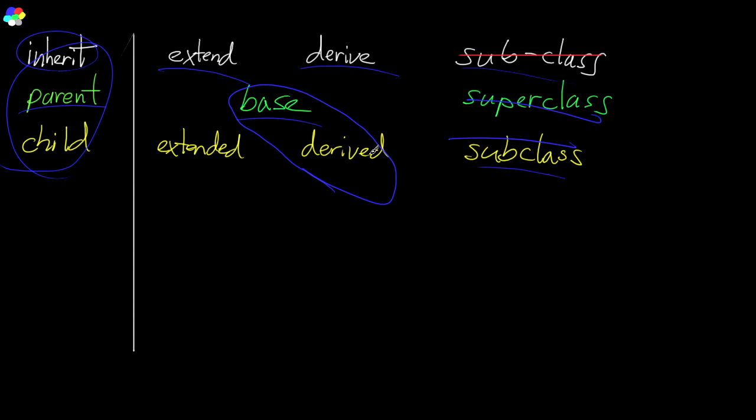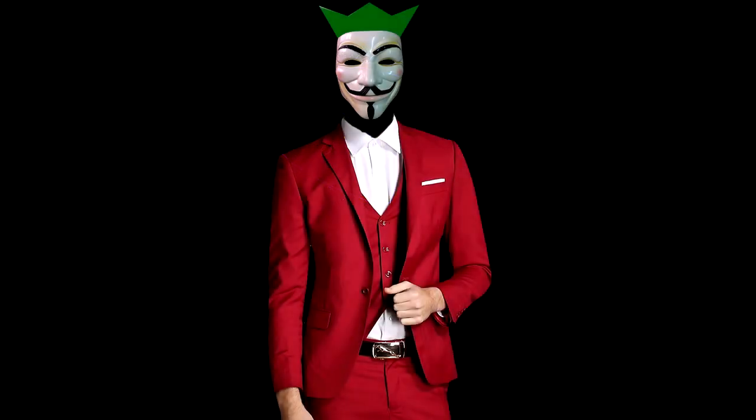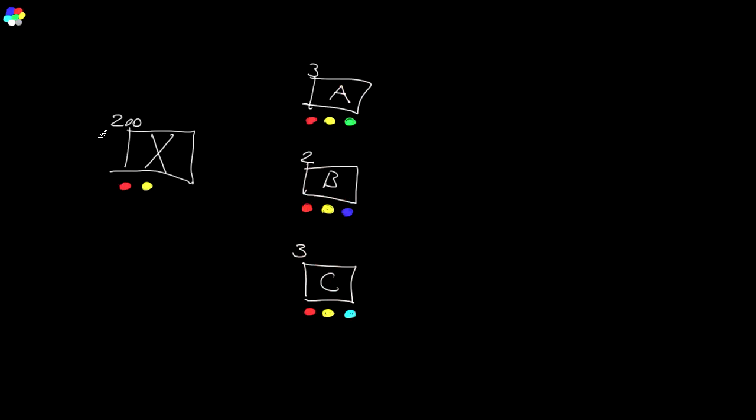I use them interchangeably. So that's great and all, but the next question you should be asking is, why do I care about this feature? Well, let me give you an example. Let's say you've got a program, you've got a class X. It's got two features, the red feature and the yellow feature, and it is used about 200 times in your program, the class X here.